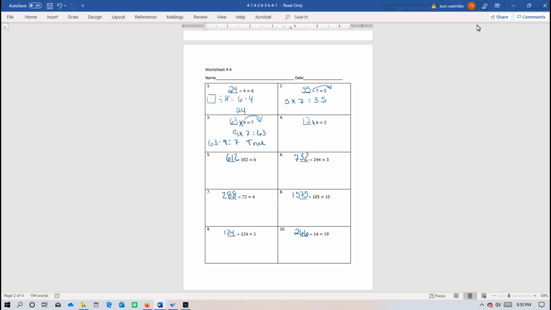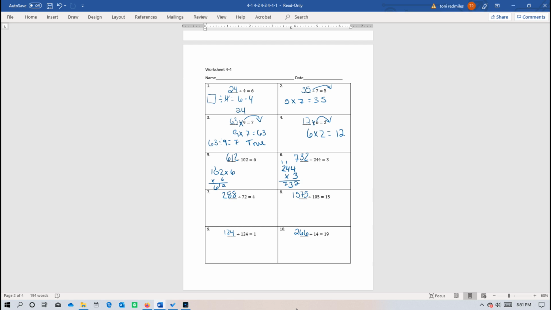All right, so I'm going to change to multiplication, move it over, and it's going to be 6 times 2 is 12. So basically, we're taking these division problems and rewriting them as multiplication. All right, this one's going to be 102 times 6. Let me put it underneath. So that's 612. All right, so this is 244 times 3. We're just rewriting it with the opposite operation in order to find the missing number, okay?